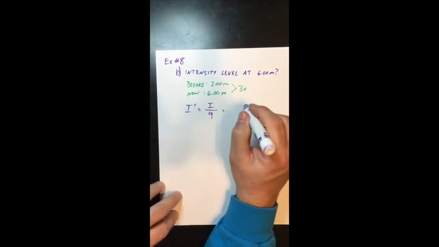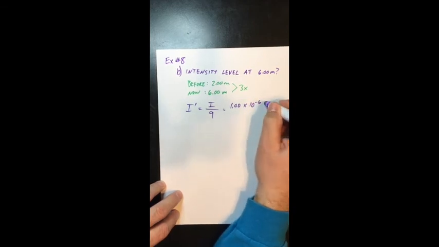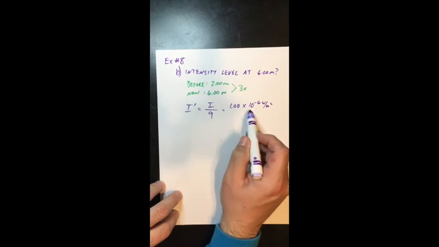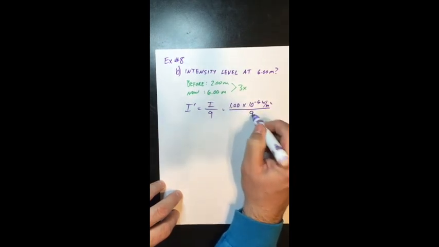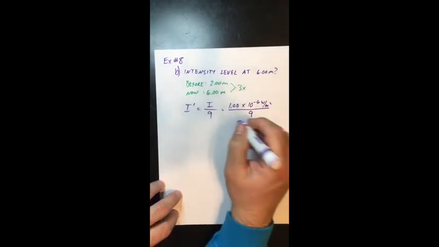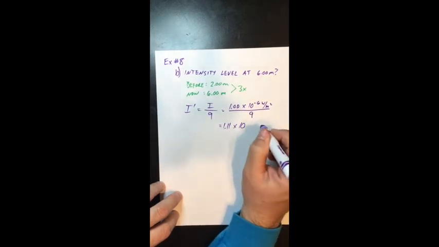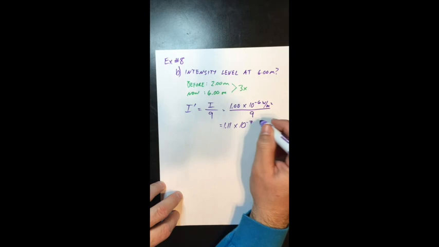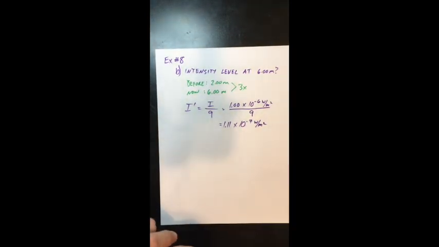So this would be 1.00 times 10 to the negative 6 watts per meter squared. That was the value that we found in part A for the intensity. And we divide that by 9. And we get 1.11 times 10 to the negative 7th watts per meter squared. Okay, so the intensity has decreased a good bit.